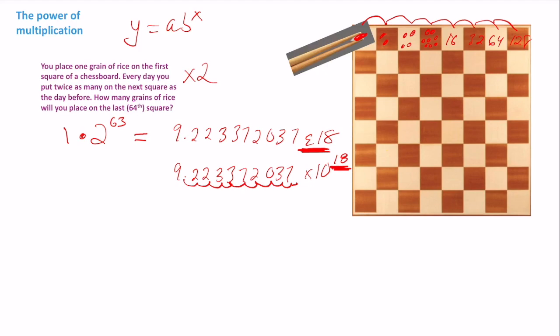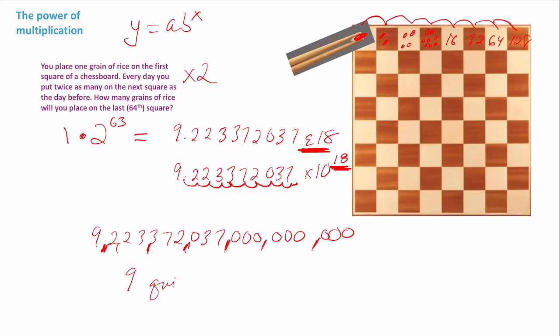1, 2, 3, 4. So I'm going to write that out. So I have 9, 2, 2, 3, 3, 7, 2, 0, 3, 7. And then 1, 2, 3, 4, 5, 6, 7, 8, 9. Let's put in our commas. And that number, right there. That number is 9 quintillion grains of rice. And that is roughly the same amount of grains of sand as there are in the world.